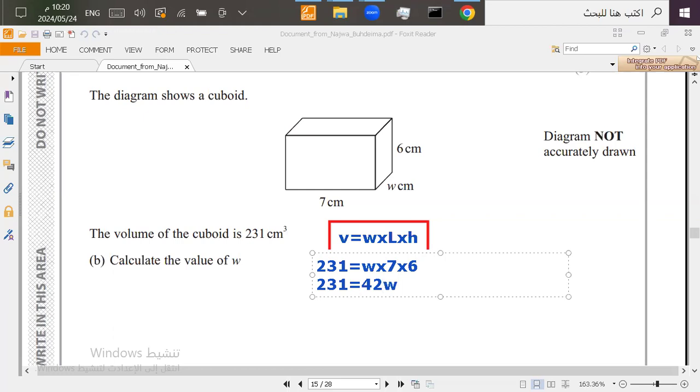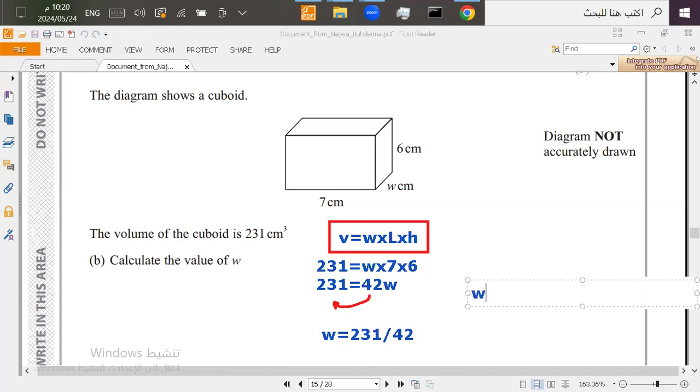Now we need the W alone. It means we're going to take the 42 to the other side. The 42 is multiplied, so we're going to take it by dividing. So W equals, let's write it here, 231 divided by 42. Now, I'm going to do this with the calculator. 231 divided by 42. And the answer is 5.5 centimeters.